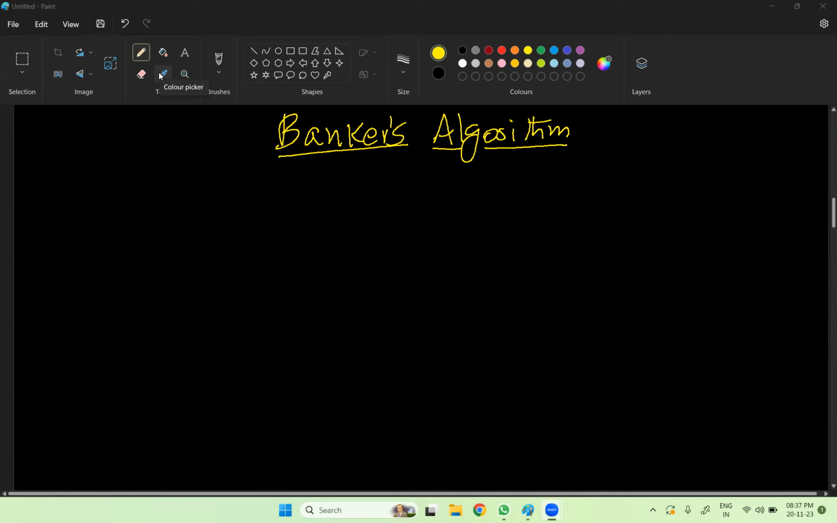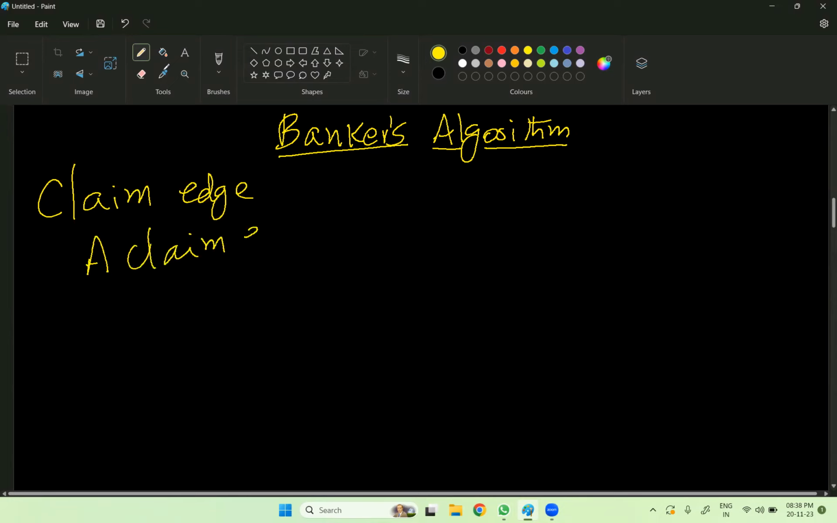While we are trying to apply Banker's algorithm, the resource allocation graph will be improved with one more extra edge. That edge is called a claim edge. So what do we mean by a claim edge? For example, a claim edge Pi. Let me say, we are talking about the processes.